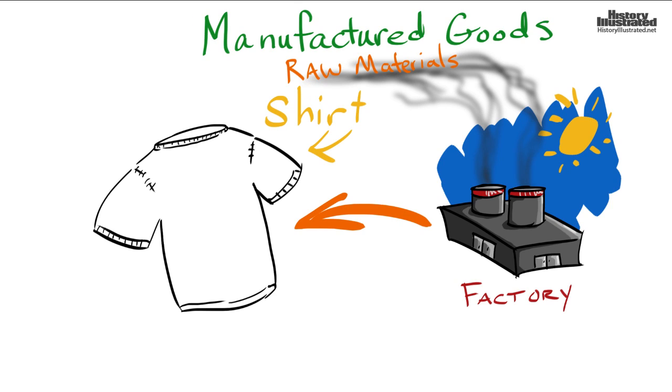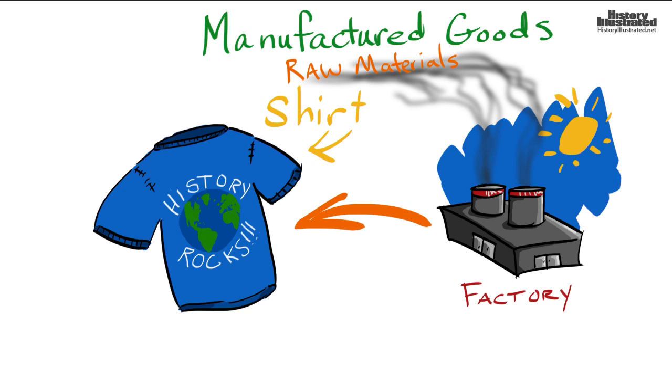Now, a shirt would be a manufactured good. They made it. It didn't grow out of the ground naturally like that. It had to be made in a factory. And who knows, maybe they're making really awesome shirts like this. That would be a manufactured item. And there you go. That's the full circle of it. Manufactured item.